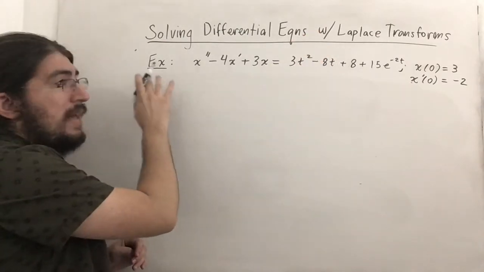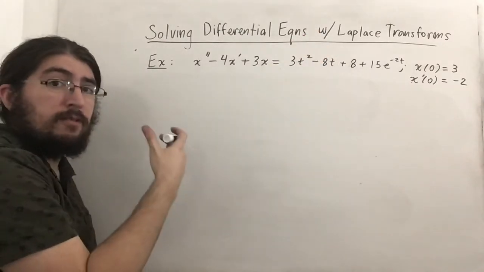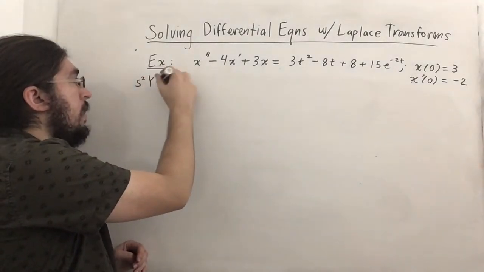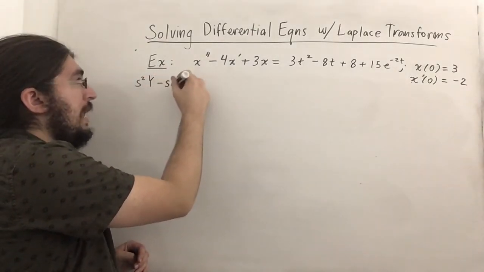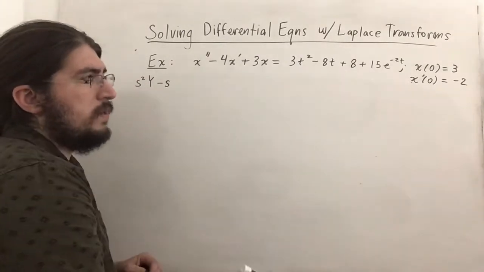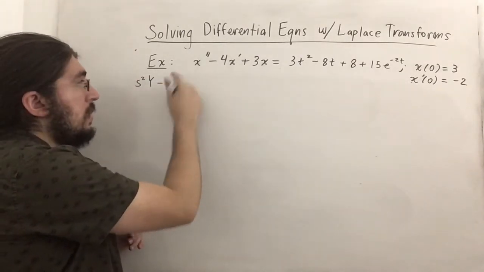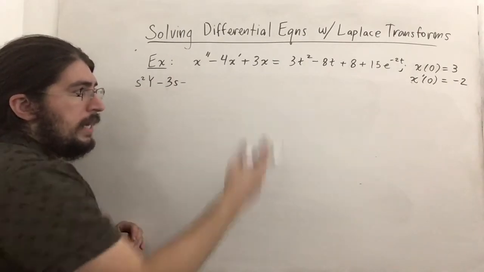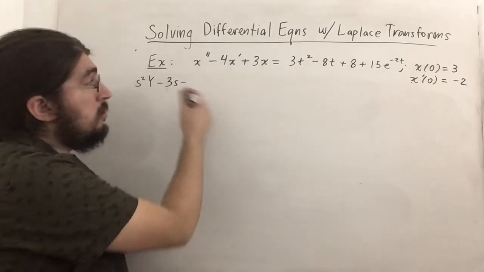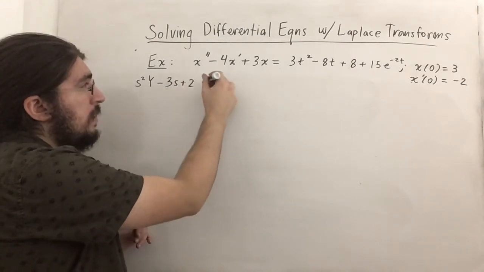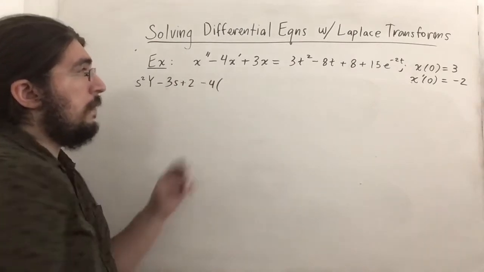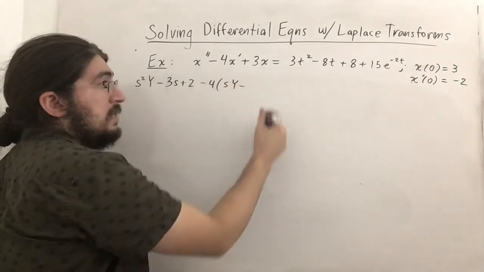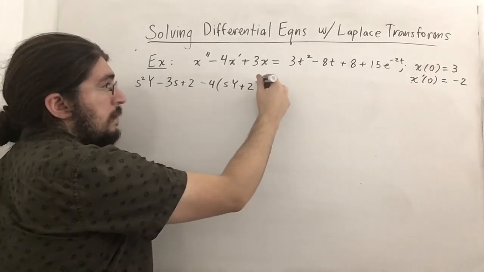Now Laplace of x double prime, much like Laplace of y double prime, is what? It was s squared y, and then minus s times y of 0, but here it's x of 0, which is 3, so it's going to be 3s now, minus y prime of 0, so again x prime of 0, which is negative 2, so minus negative 2 is actually plus 2, and then minus 4 times Laplace of x prime, which is s times y minus x of 0.